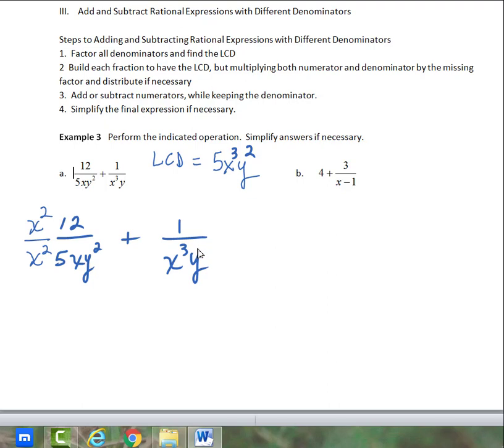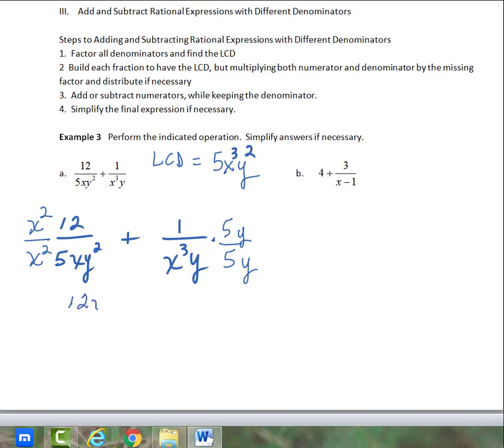Now I'm going to do that with the second fraction here. I look at the denominator and I ask myself, well, what am I missing that the LCD has? Well, the LCD has a 5, and I don't have a 5, so I need to multiply at least by 5 over 5. It has an x cubed, and I have an x cubed already here, so I don't need to do anything there. The LCD has a y squared, and we only have a y, so we need to multiply by y over y. All right, so we build by multiplying.